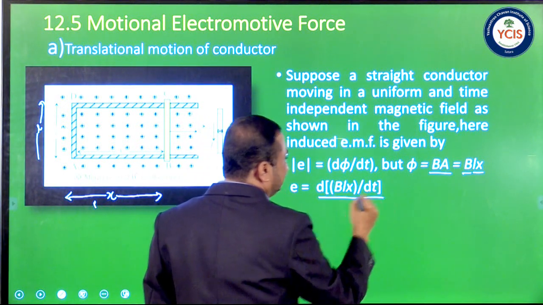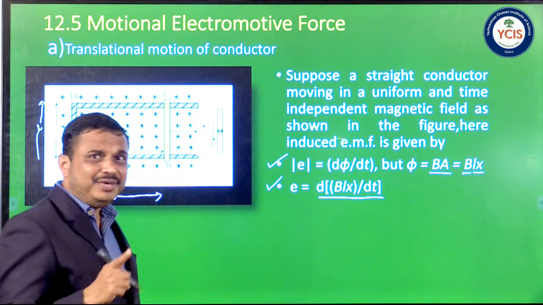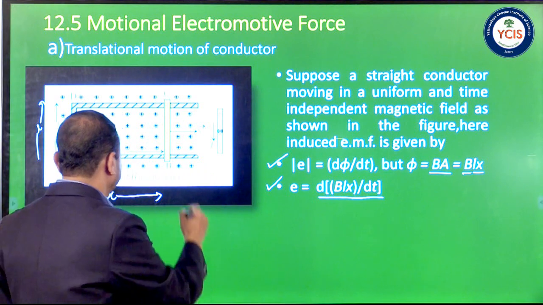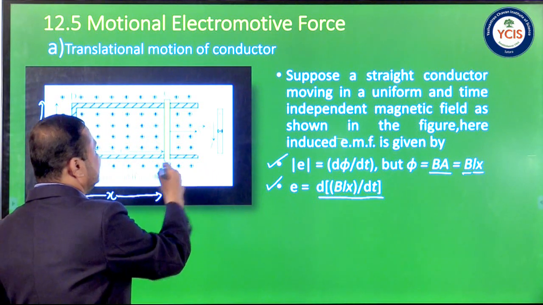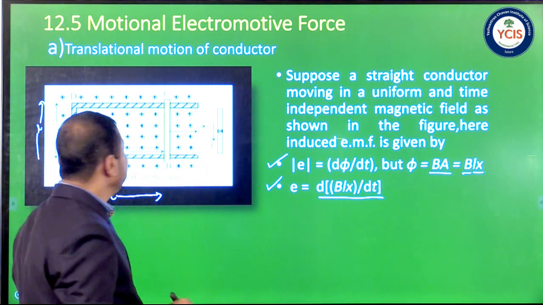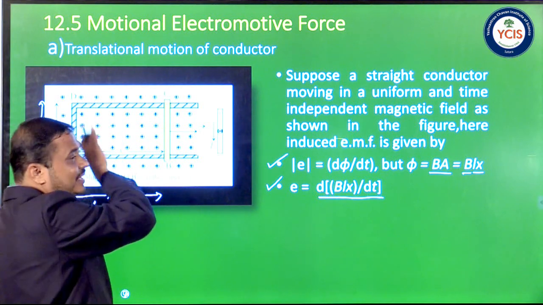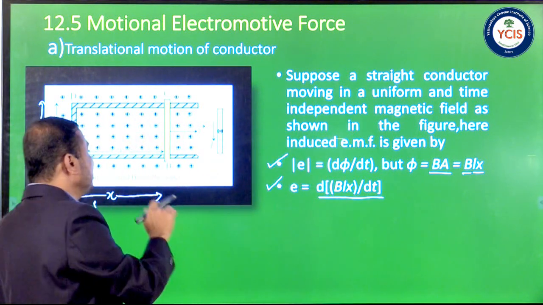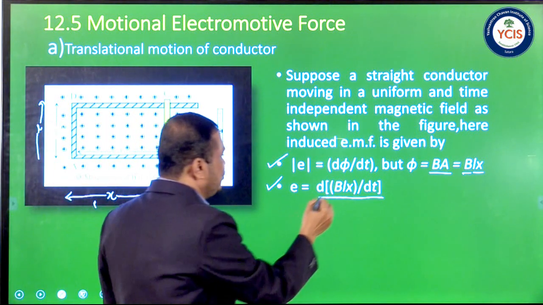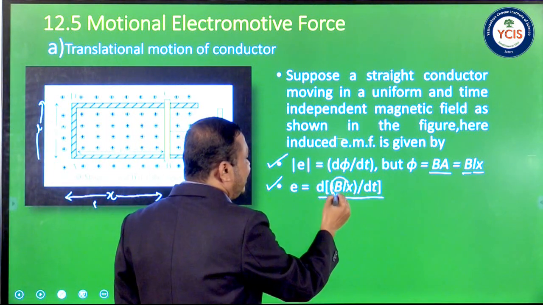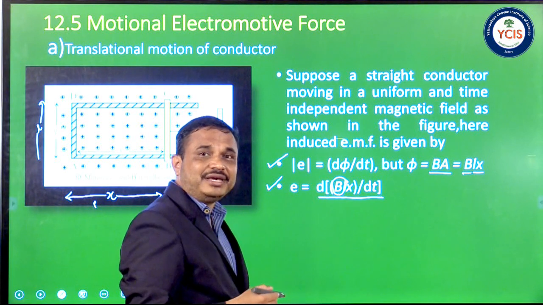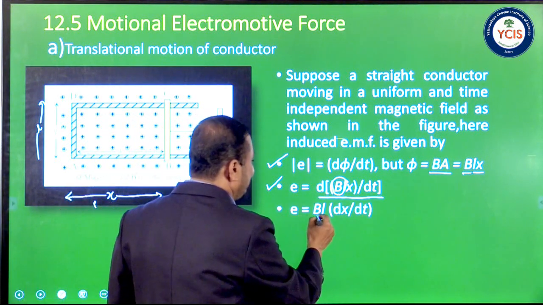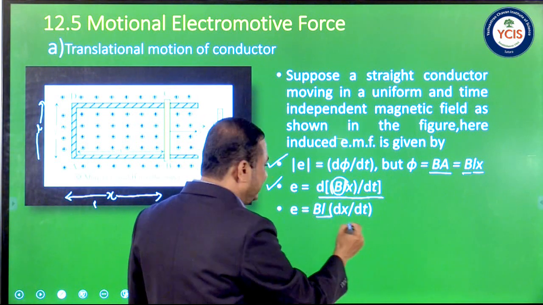d(BLx) by dt. So B, that is the induction of the magnetic field, is a constant. So here B is a constant. Now L, that is the length of the conductor. If the conductor is moving towards the right, then there will be no change in L, so L is also constant. So here B and L are constant, so take those terms outside the derivative sign. We have E equal to BL dx by dt.